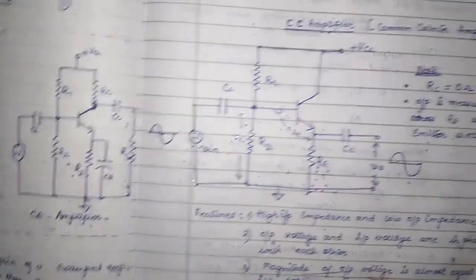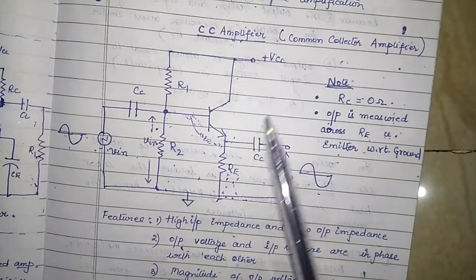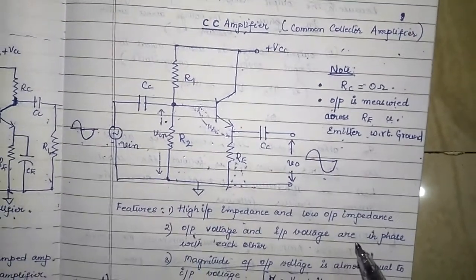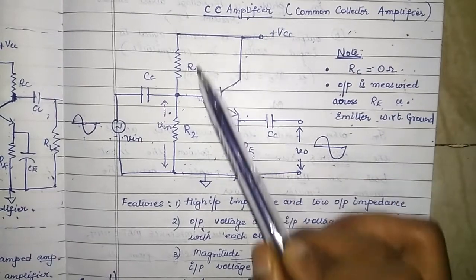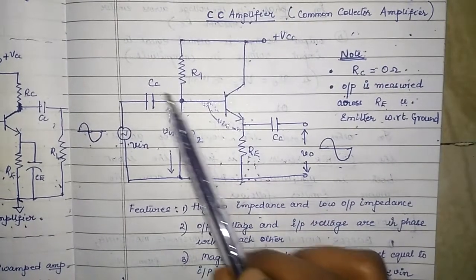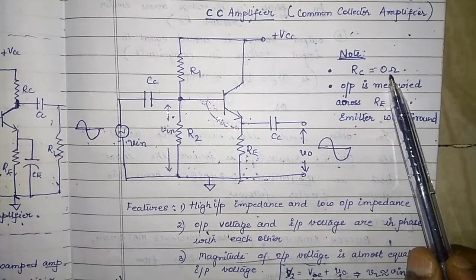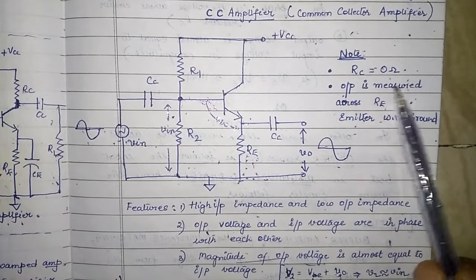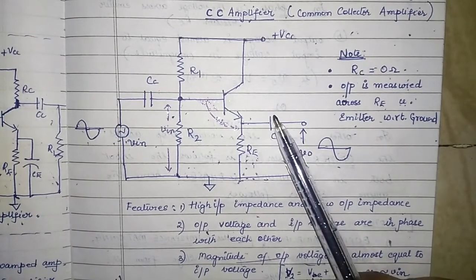So to just sum up, how you remember the circuit diagram for CC amplifier? After drawing the voltage divider and the input circuit and the transistor, RC should be made equal to 0. You shouldn't have the bypass capacitance, and the output should be measured across RE and connect the coupling capacitor here.